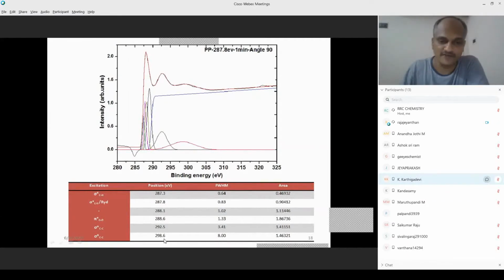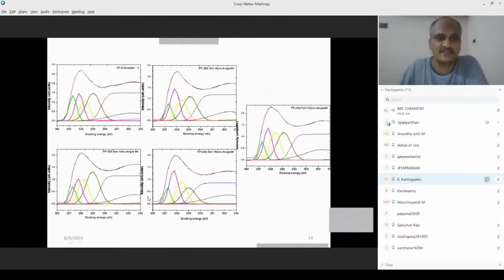See, what we have done is we have chosen an excitation energy of around 288.7, and we irradiated the polymers with this energy for different time intervals. This is for 1 minute, this is for 5 minutes, this is for 15 minutes, and this one is for 35 minutes.